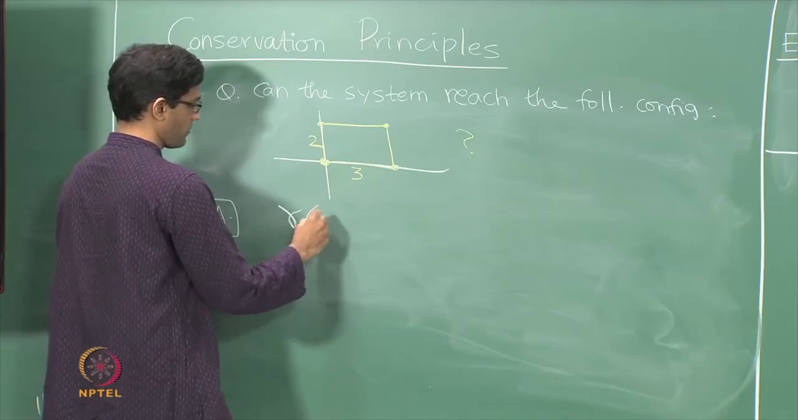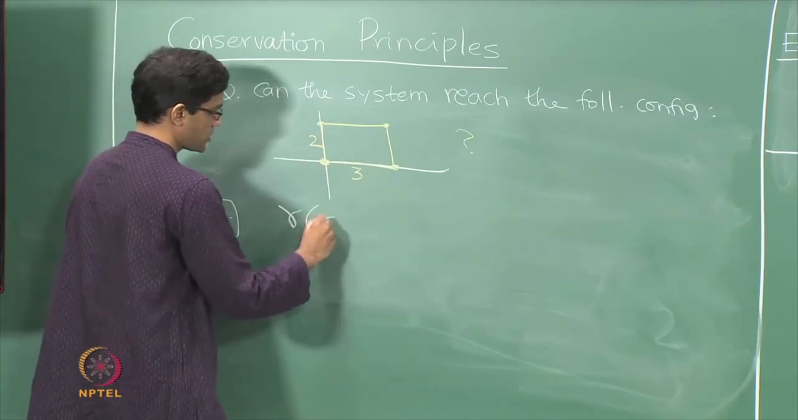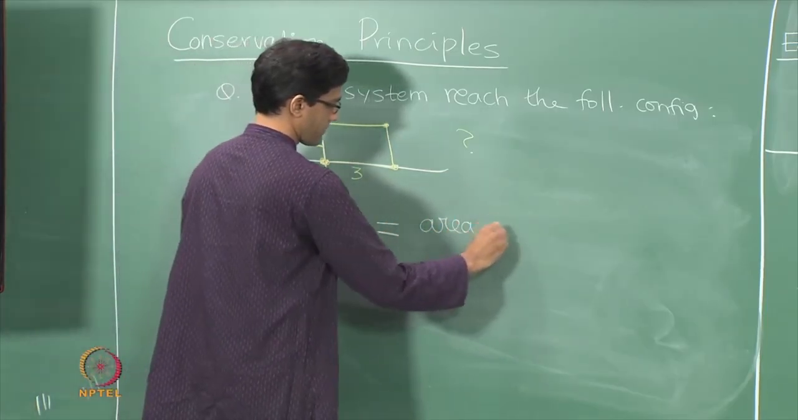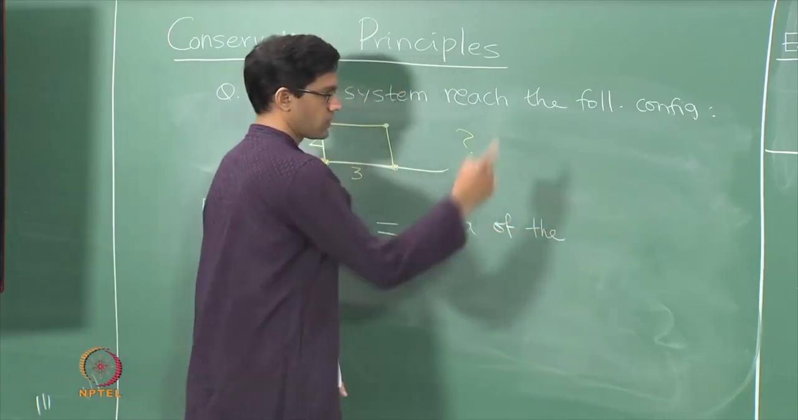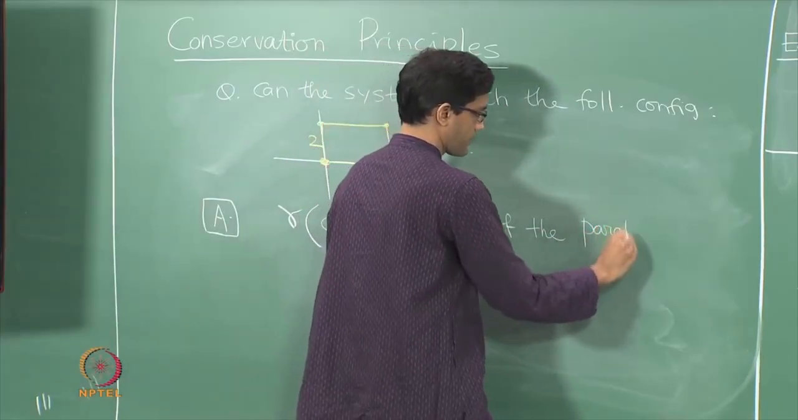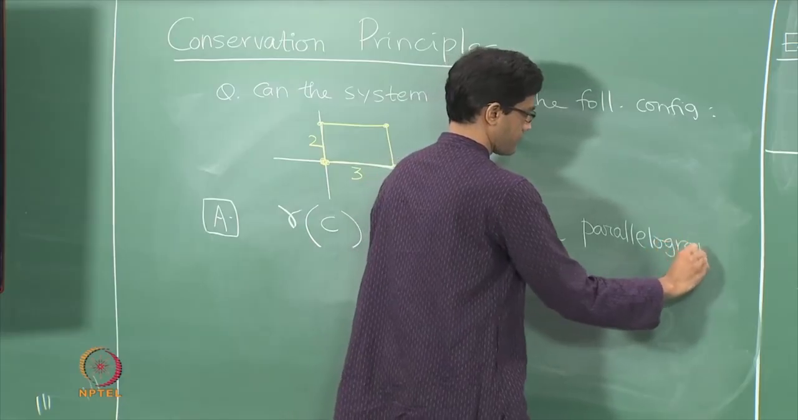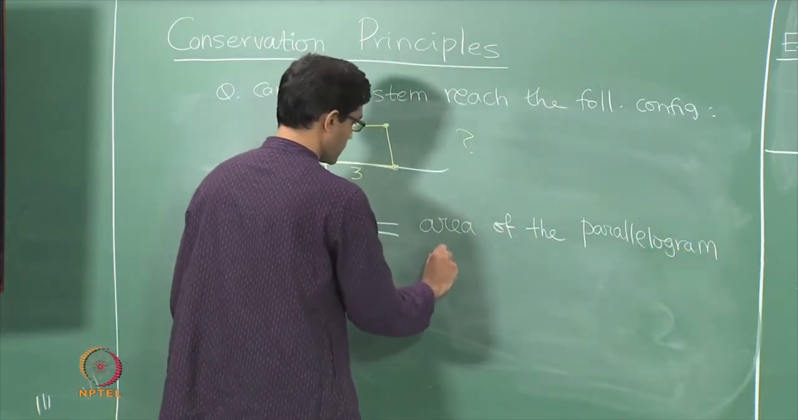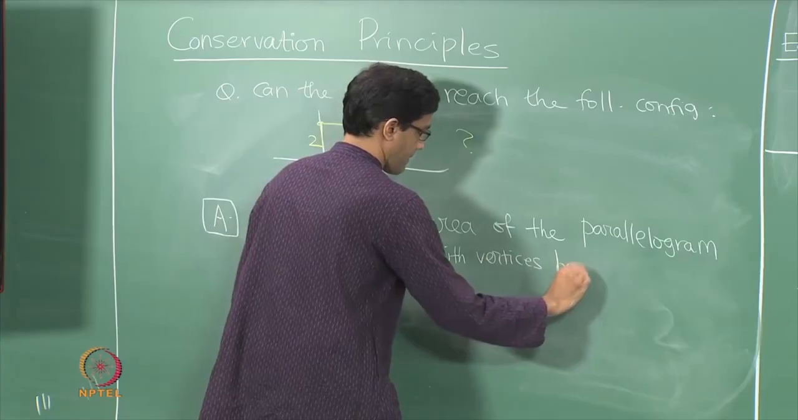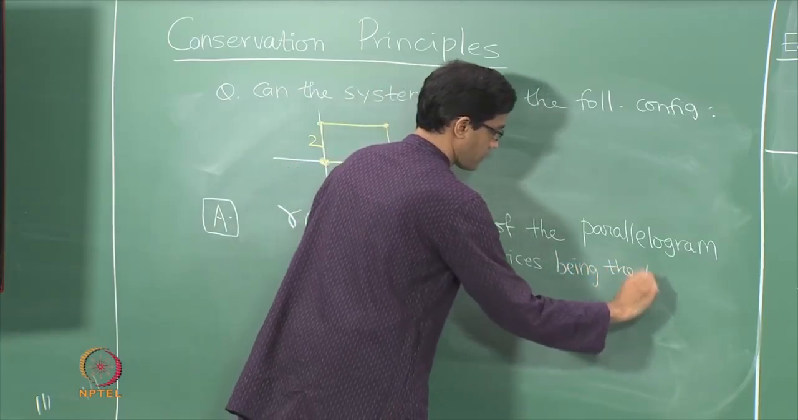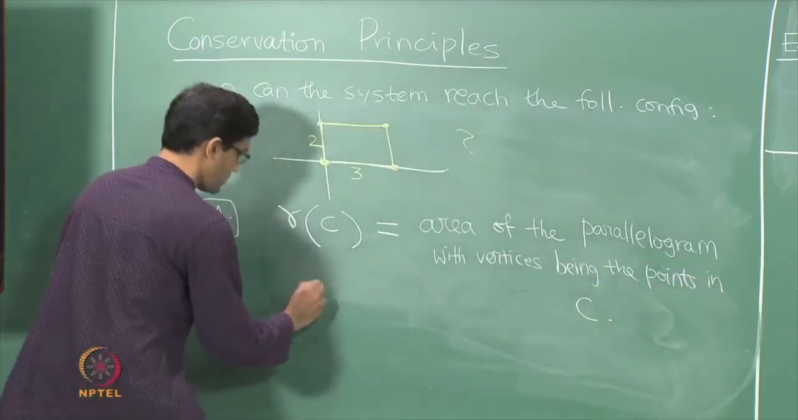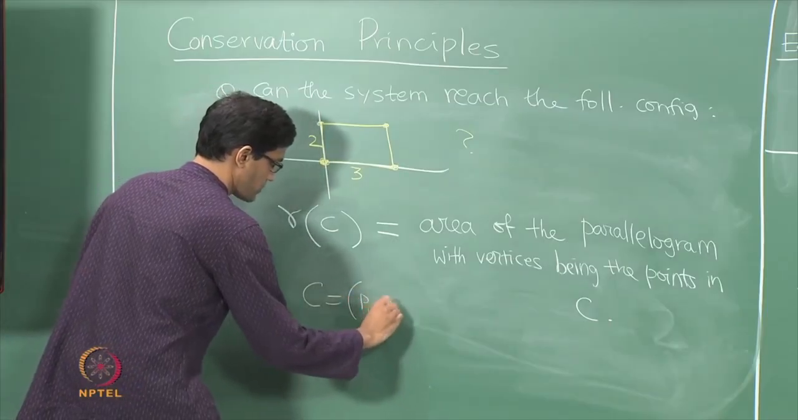So let's define gamma of a configuration. Let C be some configuration of the four points. We define the gamma function as follows. Gamma of a configuration is just the area of the parallelogram. In general, it will always be a parallelogram. So it's the area of the parallelogram with vertices being the four points of C. Remember, C now denotes a set of four points P1, P2, P3, P4.